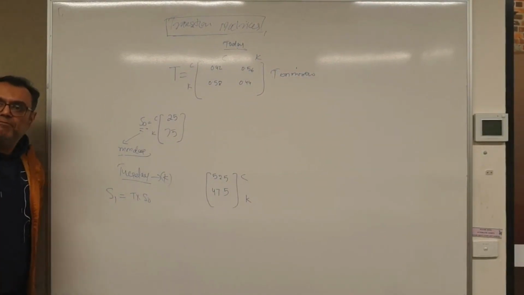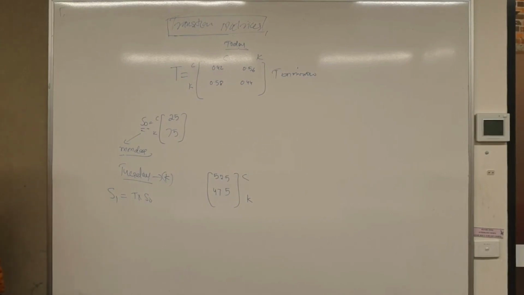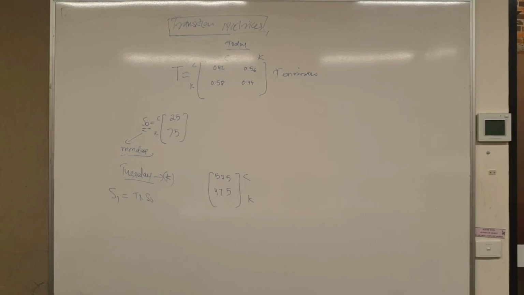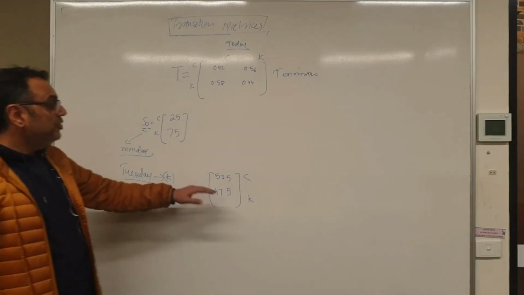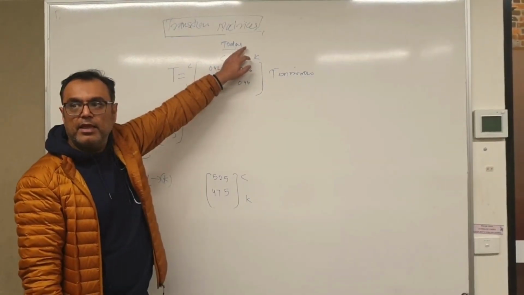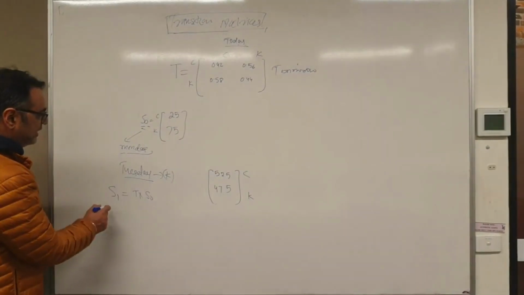Now, I go a step further down. I ask you, can you tell me how many will eat Crispies on Wednesday? What will you do? S2. You find S2, no? Because now your today is Tuesday, and Wednesday becomes the tomorrow. So you will find S2.